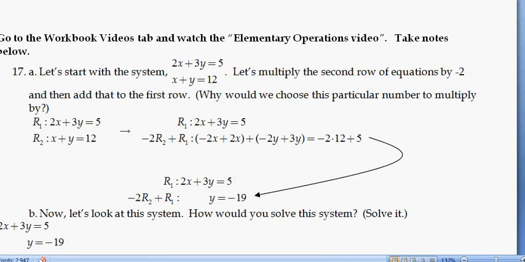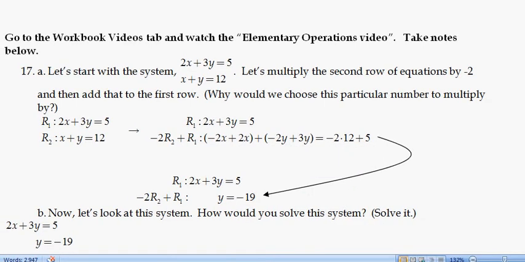So now you've just seen what the three elementary operations are. Let's look at how this is going to help us. So let's start with a system. We have 2x plus 3y equals 5 and x plus y equals 12. And what we want to do is apply the third elementary operation.